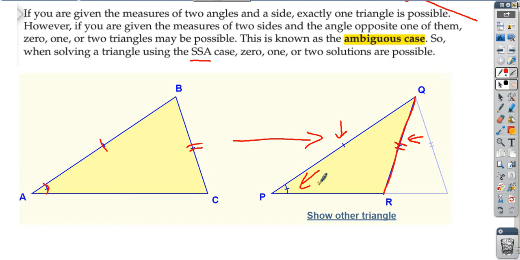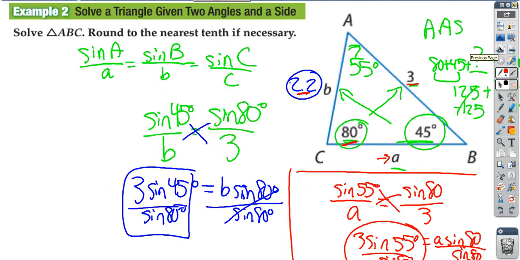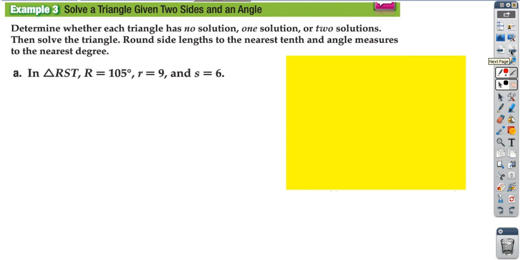Because basically it means that you could have multiple solutions to this, unlike, for example, this example or this example. We only had one solution for each of those sides. This case right here will give us sometimes multiple solutions or none at all. So the possibility is you could have 0, 1, or 2 solutions. I'll show you how to find each. We'll show you one of each case.